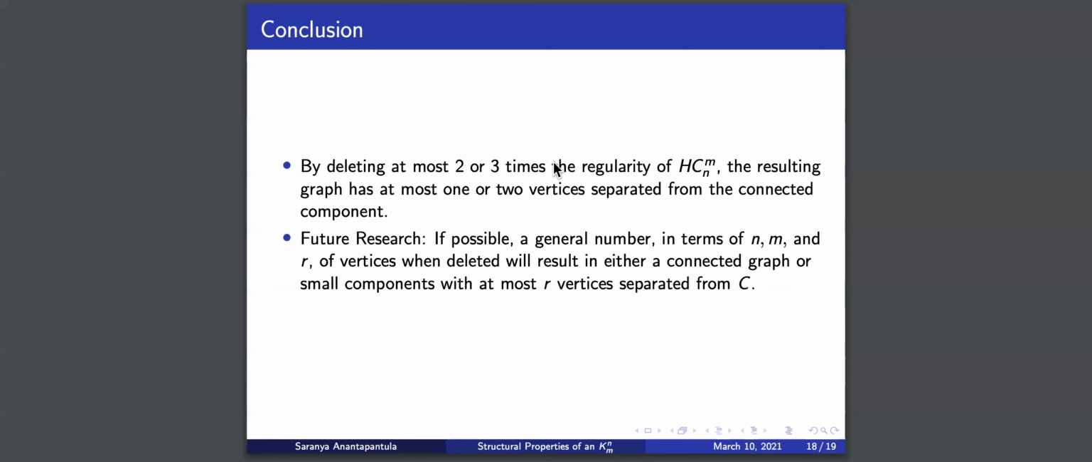So to conclude, we gave the bound of the number of vertices that could be deleted from an m-ary n-dimensional hypercube to guarantee that the graph is either connected or has a large connected component with up to 1 or 2 vertices separated in total. So our further results will be working on creating a more generalized bound in terms of n, m, and r that results in either a connected graph or small components of at most r vertices separated from C.